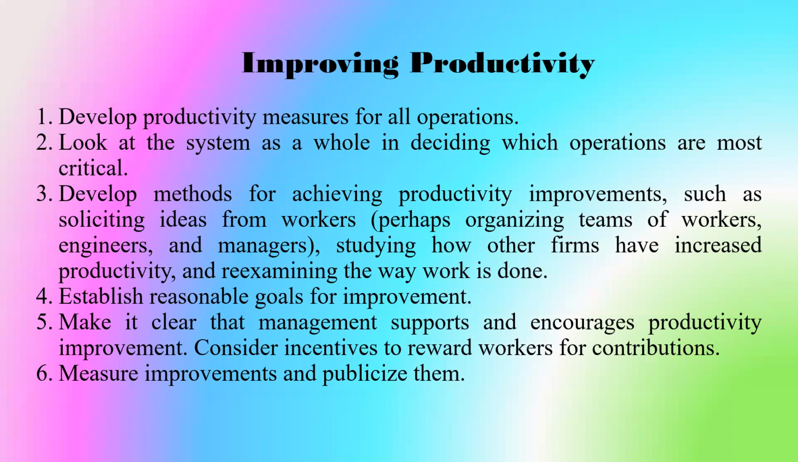There are several aspects for this. One is to make sure that the result will be something the customer wants. For example, if a company is able to increase its output through productivity improvements, but then it is unable to sell the increased output, the increase in productivity isn't effective. Okay? So next is to develop methods for achieving productivity improvements, such as soliciting ideas from workers.